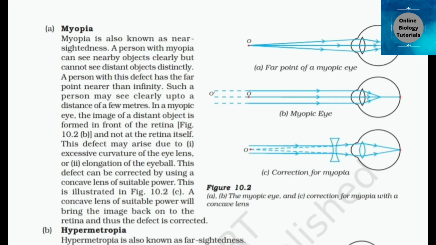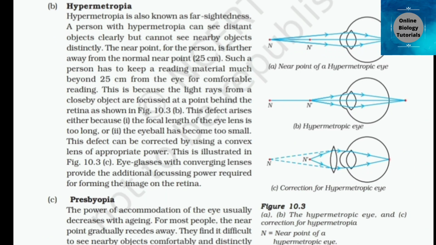A concave lens of suitable power will bring the image back onto the retina, and thus the defect is corrected. Hypermetropia. Hypermetropia is also known as farsightedness. A person with hypermetropia can see distant objects clearly, but cannot see nearby objects distinctly. The near point for the person is farther away from the normal near point, 25 centimeters. Such a person has to keep a reading material much beyond 25 centimeters from the eye for comfortable reading.